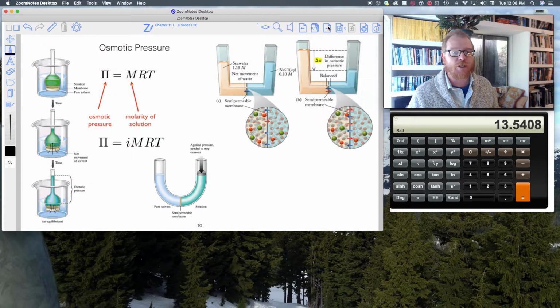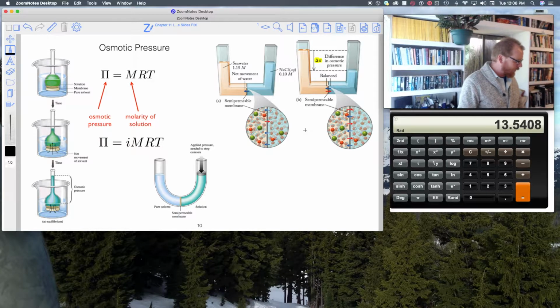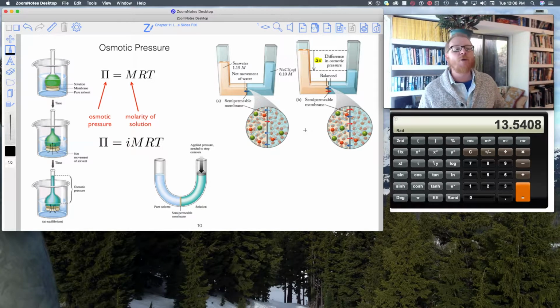Just a little bit more to go. So I want to talk about osmosis. Osmosis is another colligative property. And osmosis is the effect by which you have two solutions separated by a semi-impermeable membrane.